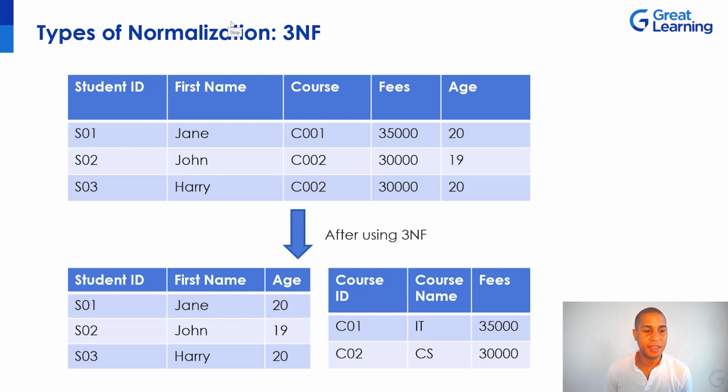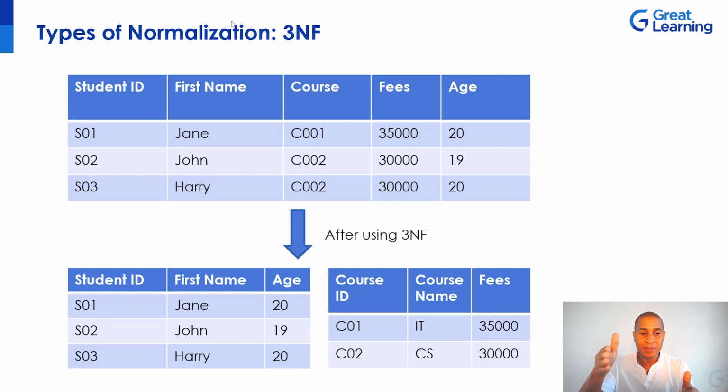So let's examine this table. We have student ID, first name, course, fees, and age. Now, if you look at this table, we see that student ID is unique, and we can see that the course ID is unique, which makes it primary. However, according to this table, if we make any changes to the course fee, it seems like it might be dependent on the student ID. So that is not going to work with our normalization form.